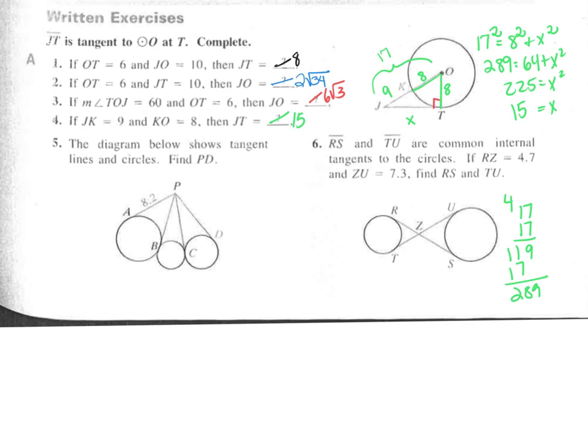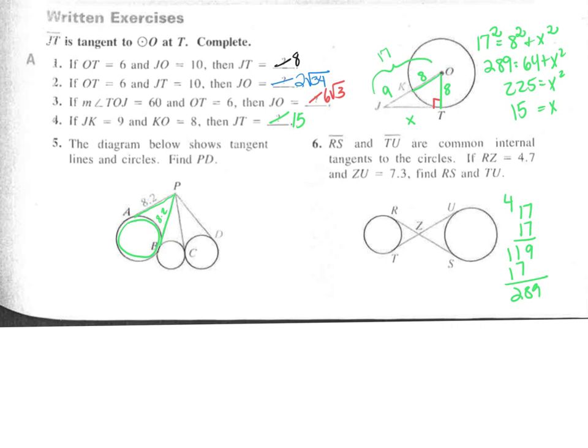Okay, the diagram below shows tangent lines and circles. We have to find the length of segment PD. Again, there's no segment bar across from PD, so that's telling me to find that segment length. Now let's look at the circle that has the tangent points A and B. That's our leftmost circle. Okay, so if I'm looking at this circle, if P to A is 8.2, then P to B is 8.2.